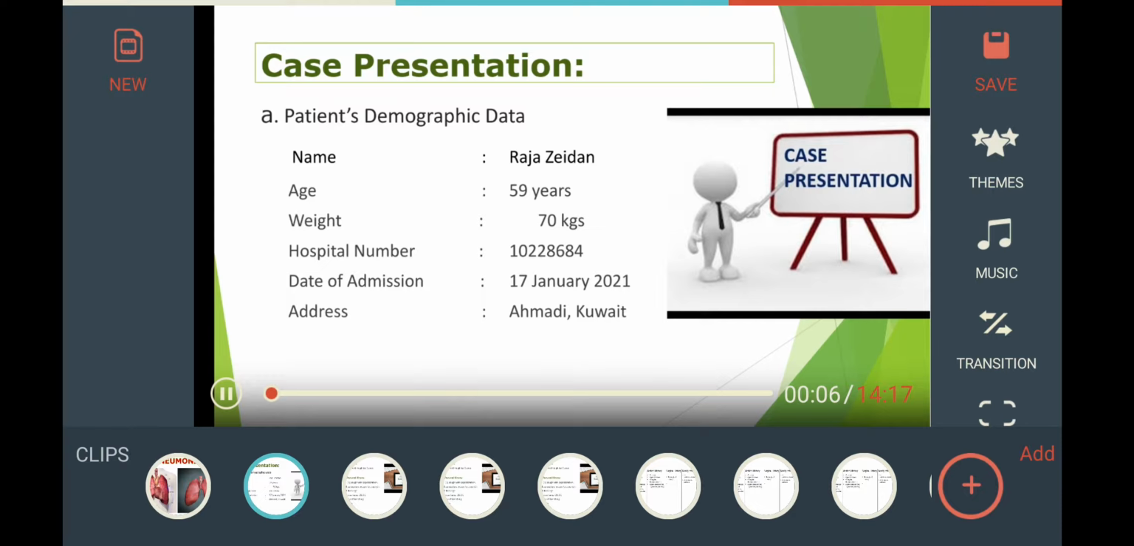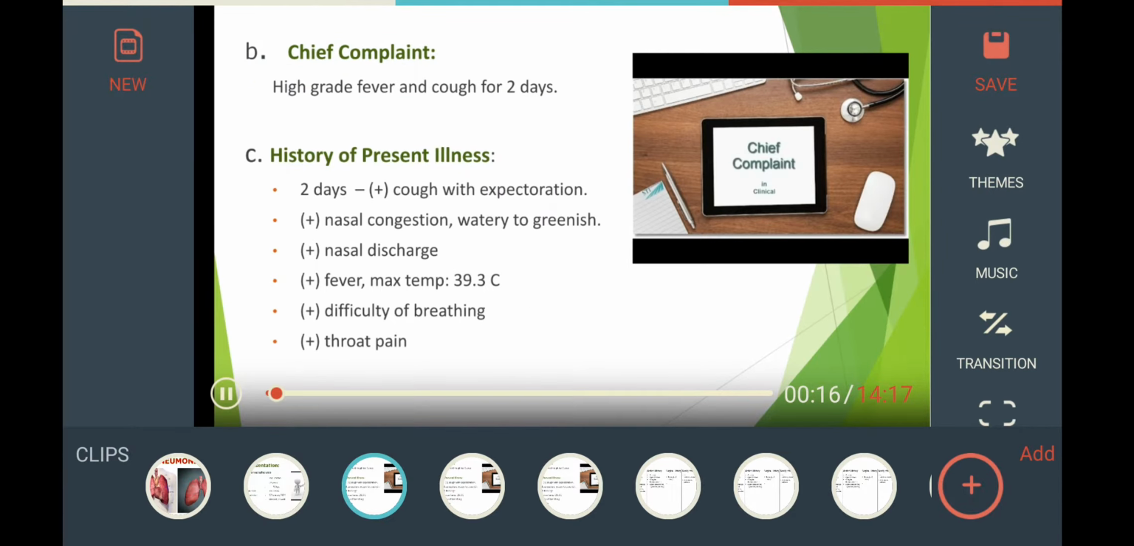Name: Raja Zaidan, age 59, weight 70, date of admission January 17, 2021. Chief complaint: high-grade fever and cough for 2 days. History of present illness: 2 days of cough with expectoration.